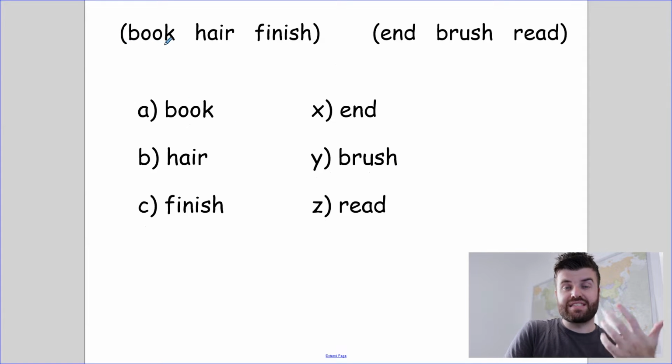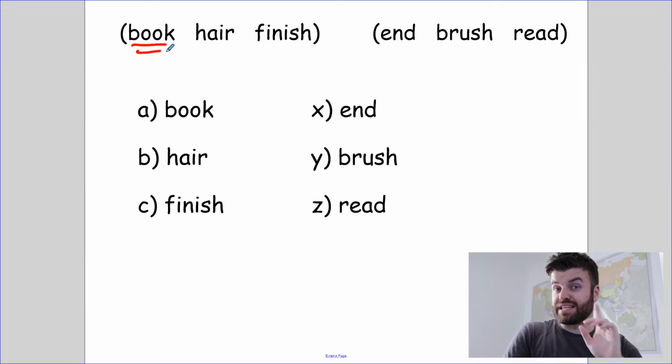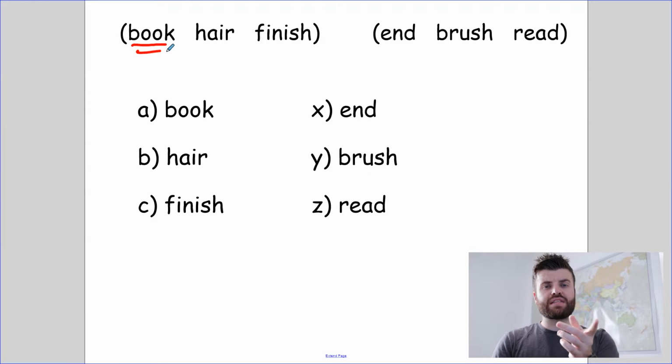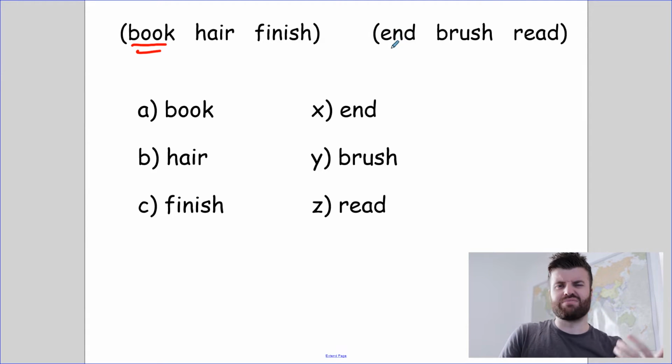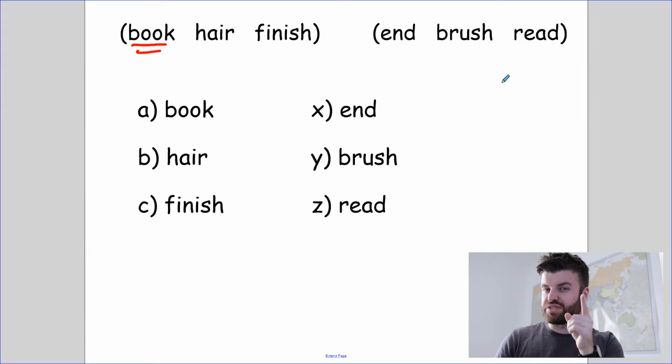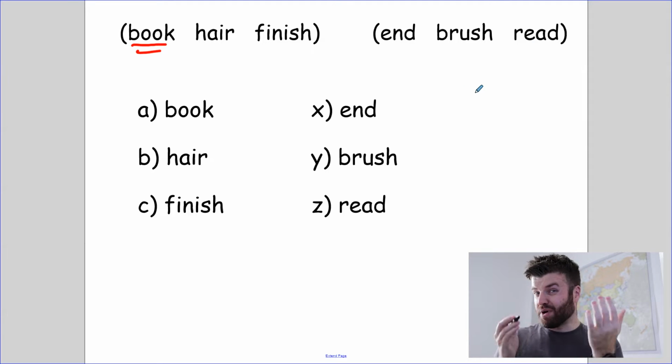So let's work systematically. The first word in the first bracket is book. Is there a word that means book in the other bracket? End? No. Brush? Absolutely not. And read? Well, I guess they're linked, but that's not what the question is asking. The question is asking for words that mean the same thing. Book is a noun and read is a verb. They can't possibly mean the same thing.